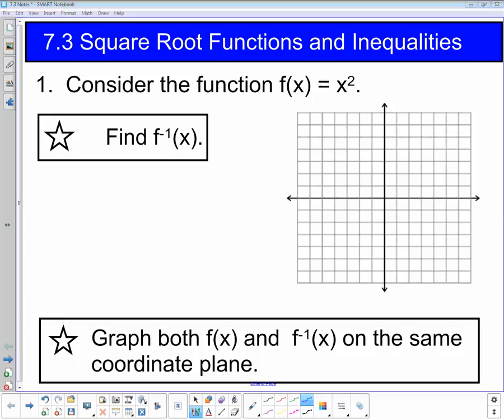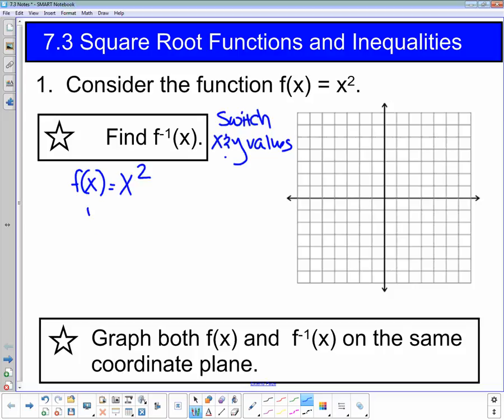They're going to ask us to find f inverse of x. So if we remember from the last video, when we find the inverse, we're switching our x and y values. So let's find f inverse of x. Our original function is f of x equals x squared. We can rename this as y equals x squared if that helps you look at things differently. So switching our x and y values, we now write this as x equals y squared.